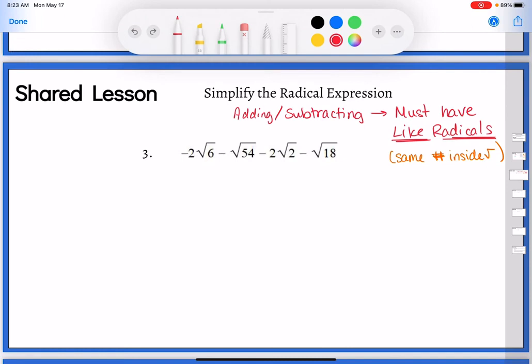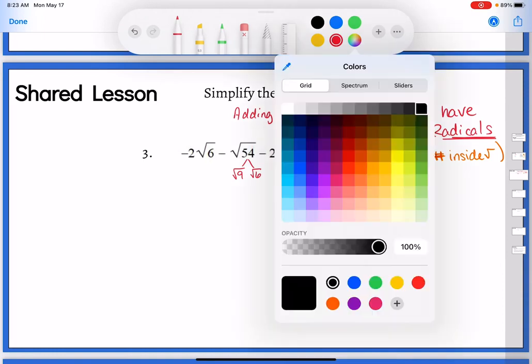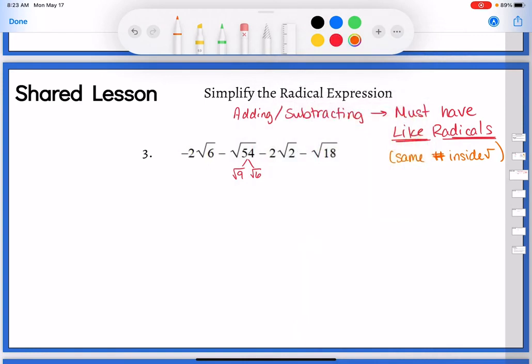However, square root of 54 could be the square root of 9 times the square root of 6, and 9 is a perfect square. Square root of 2 on the next one, no factors of that is a perfect square. 2 is not a perfect square, so nothing can be done there. But the square root of 18, that I can do. This becomes the square root of 9 and the square root of 2.